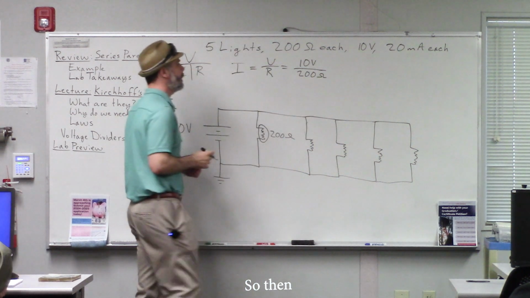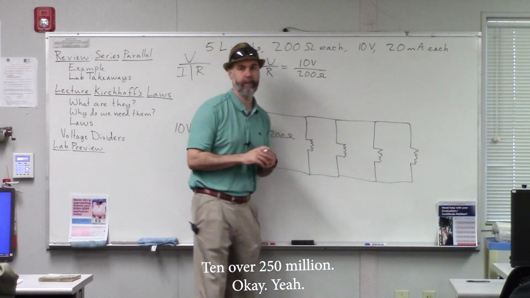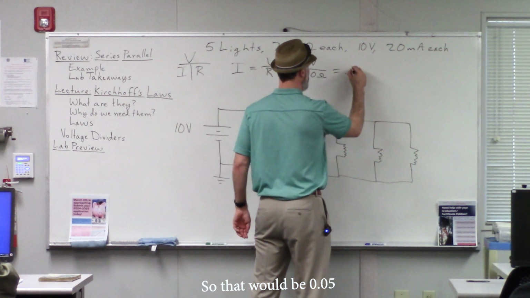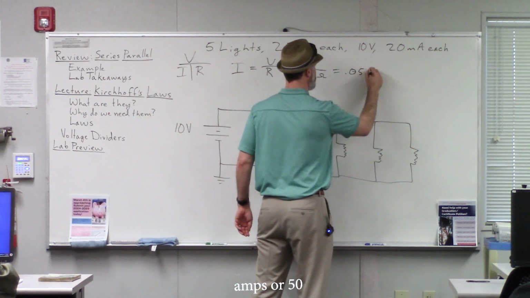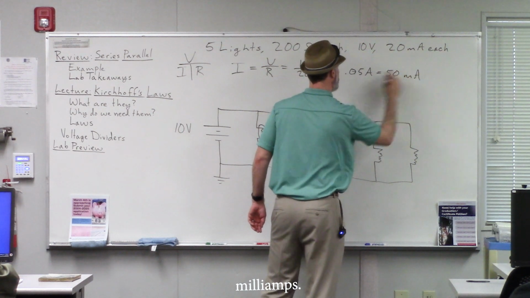So then, what does that come out to be? 10 over 200. 50 milliamps? Okay, yeah, so that would be 0.05 amps or 50 milliamps.